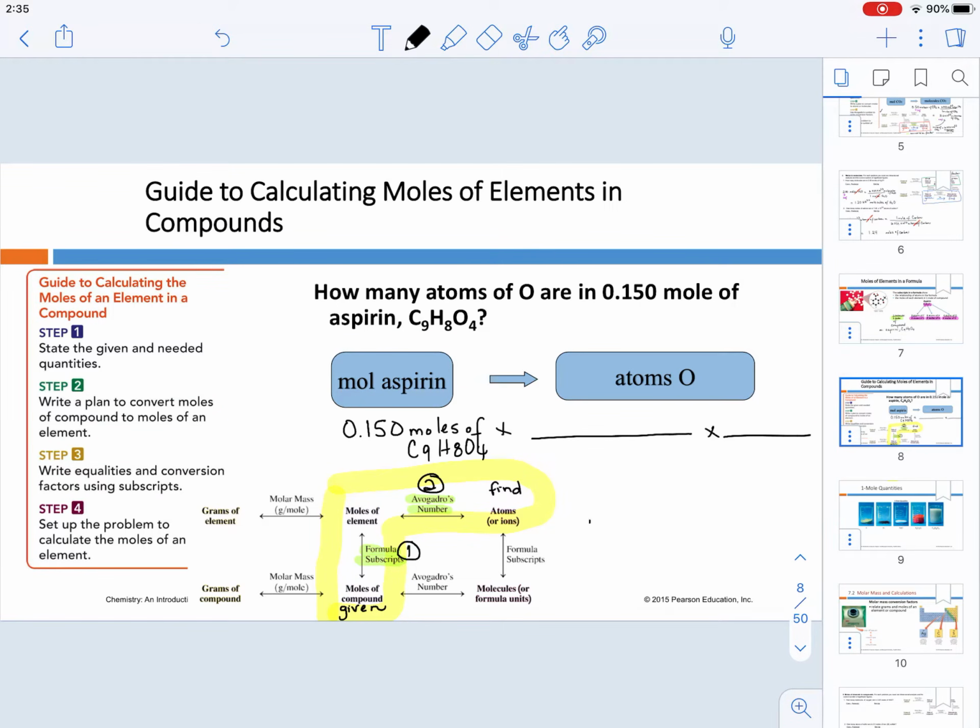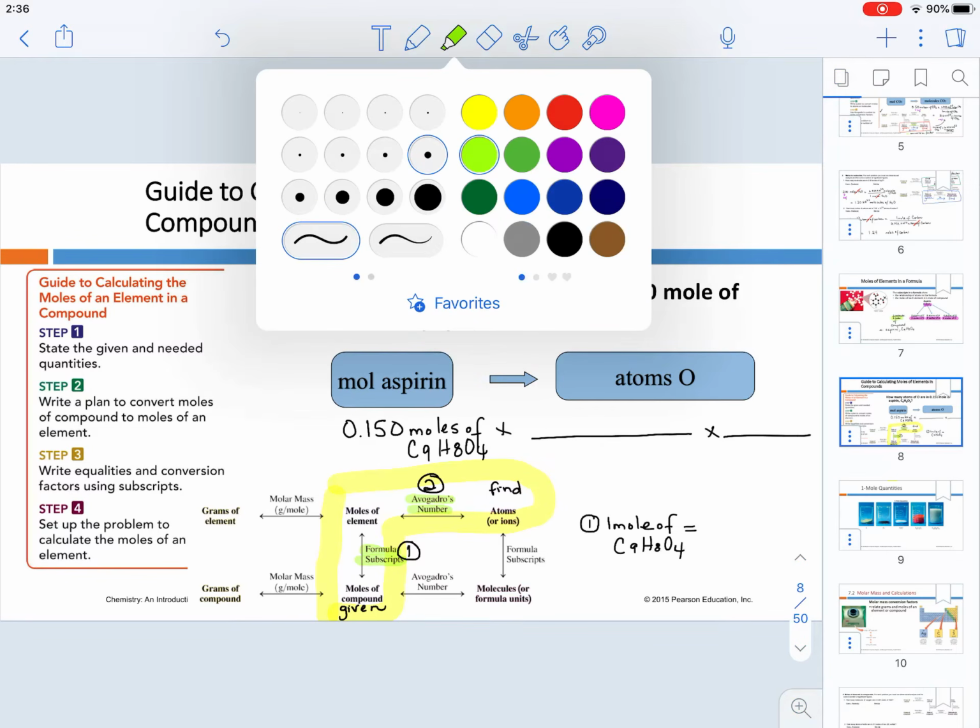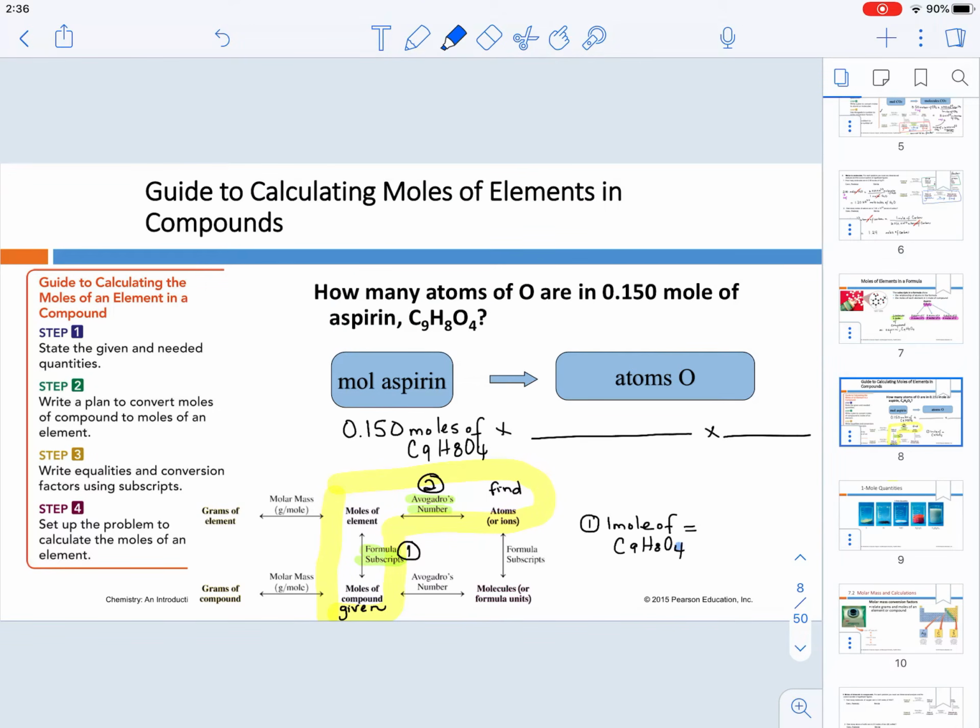So the first conversion factor is going to be utilizing the formula subscripts, which establishes that in 1 mole of compound, that is going to equal specifically the subscript value for the element that I'm interested in, that in this case is 4. So I know that 1 mole of compound, because I'm interested in the oxygen, is going to equal 4 moles of oxygen.